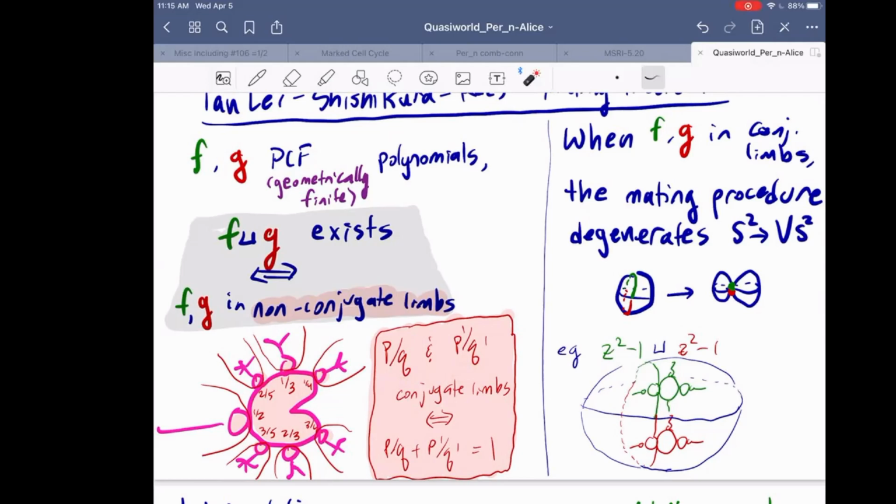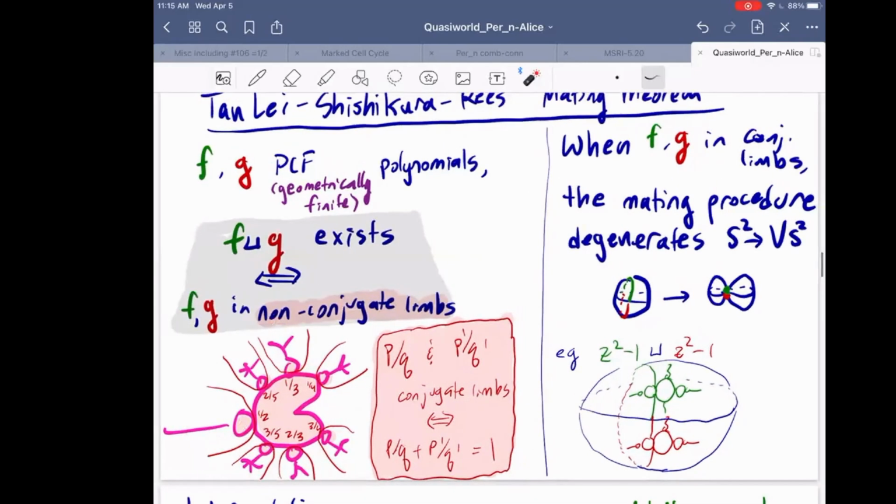So if you're in the 1/3 limb, your conjugate limb would be the 2/3 limb down there. And any mating you would do between polynomials in here and in here would be obstructed. You can't mate F and G if they're both in the 1/2 limb, but you could mate F if it's in the 1/2 limb and G if it's in the 1/3 limb. This will become relevant for the last part of the talk.